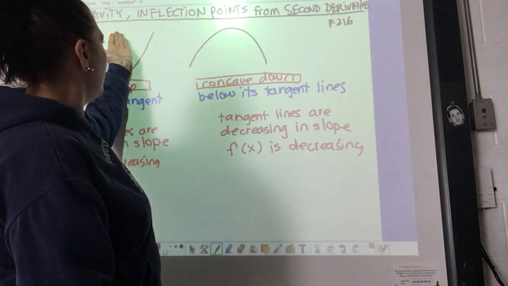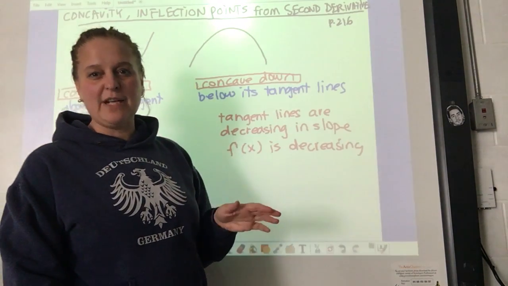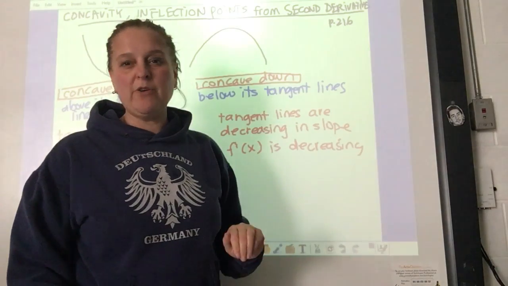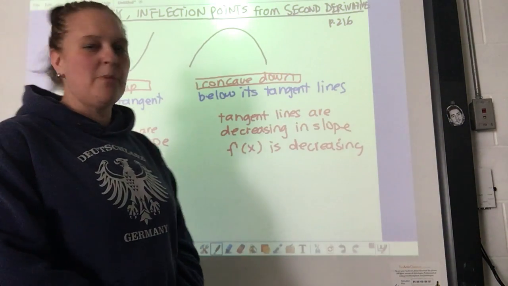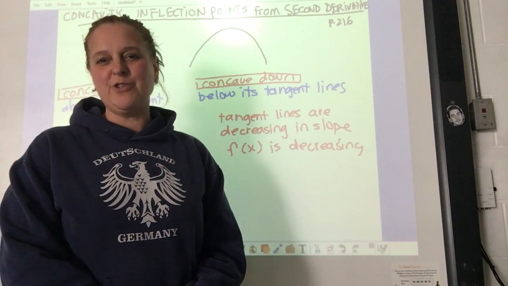So first, we'll just define what we mean by concavity and inflection points. Second derivative, you already know how to do. Sign diagram, you already know how to do. And then when we do that one example at the end, you'll just see how it all fits together. So it shouldn't be that bad.